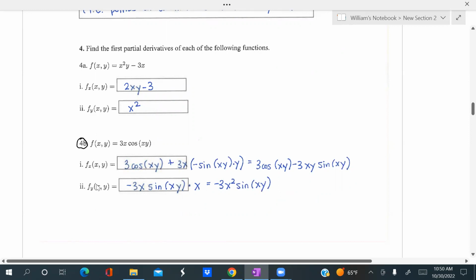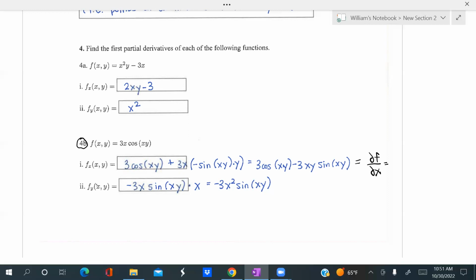This is using modern function notation. Remember, you can also denote this in classical notation like this. You could write partial of f with respect to x, or if you want to use y instead of f of x, y, you can use partial y with respect to x. So this is the classical notation for the first partial derivative with respect to x. Well, what is that partial derivative?